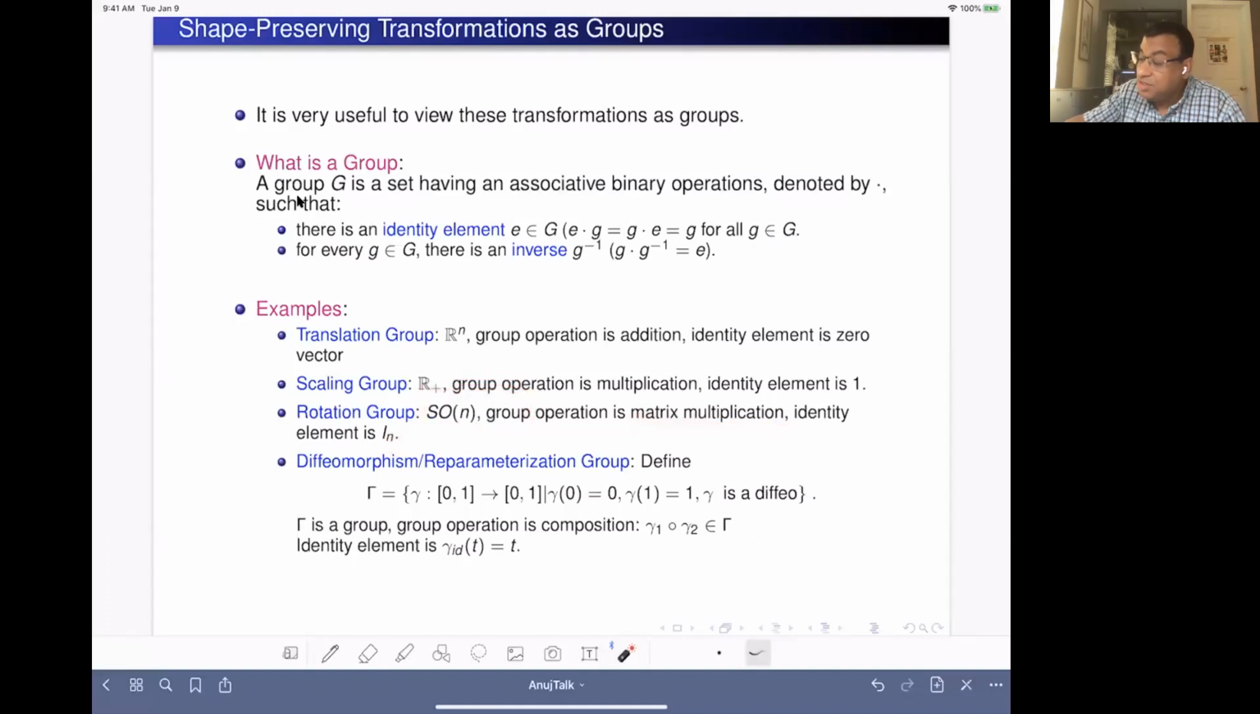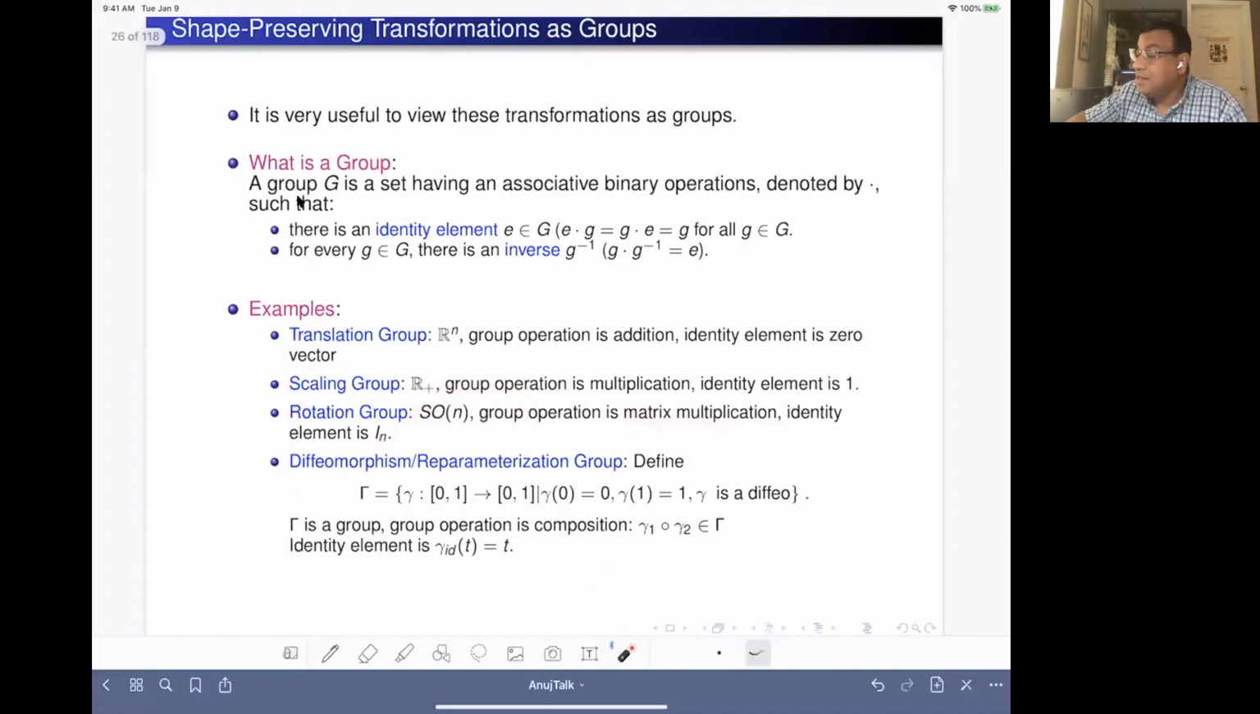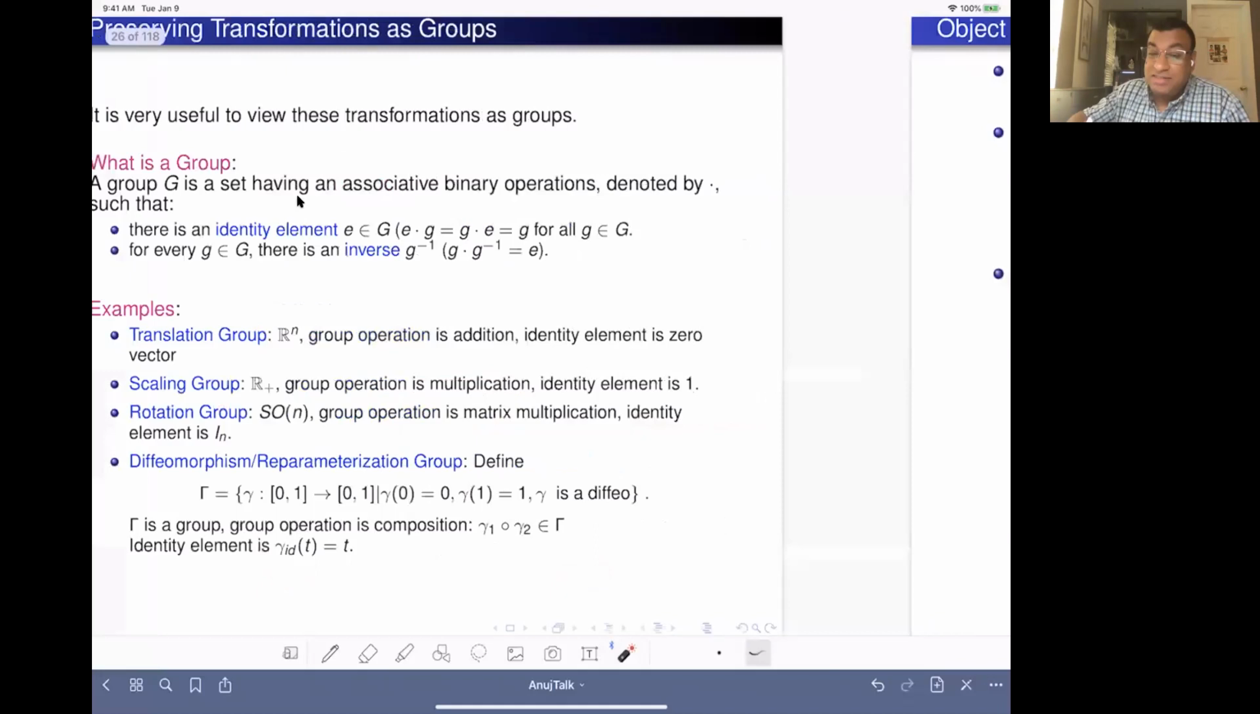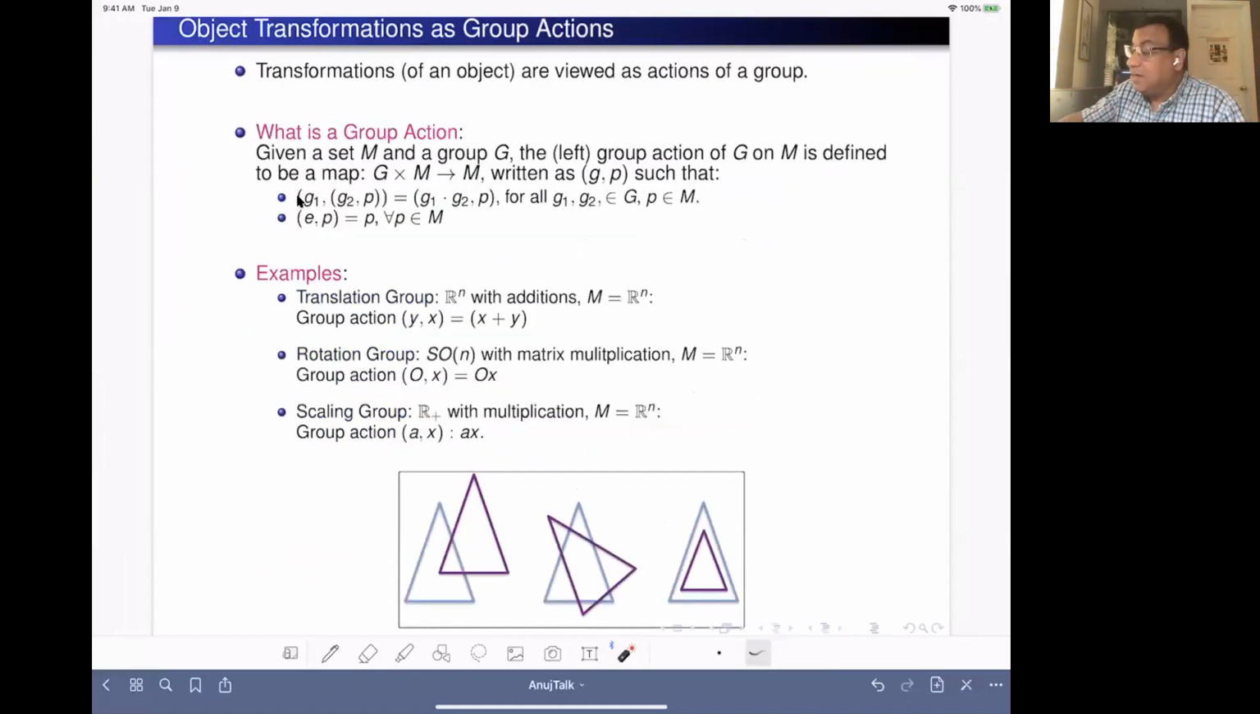Finally, this was the translation, scaling, and rotation, but in terms of reparameterization, there is a new group that comes in, and I'll talk more about this later. This is a more complicated group, and I need to show you more pictures. The way we incorporate this group in our shape analysis is something called a group action: if we have a certain space, then this group acts on that space and follows certain rules.